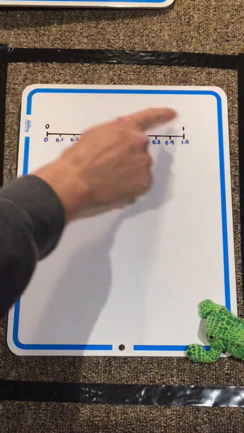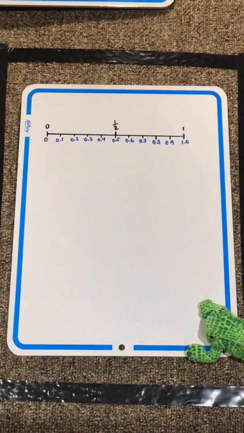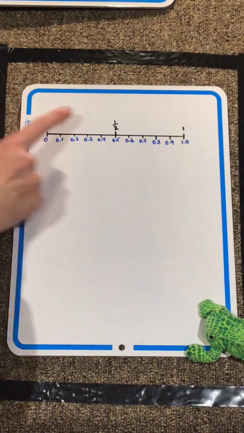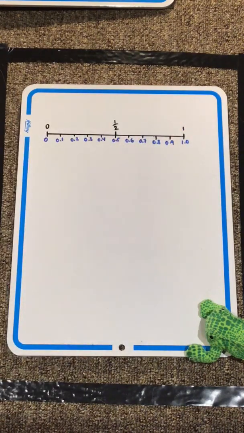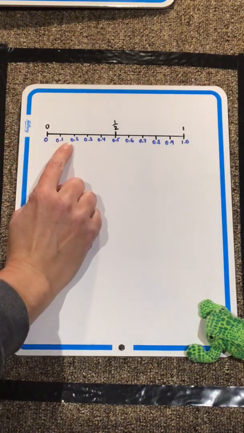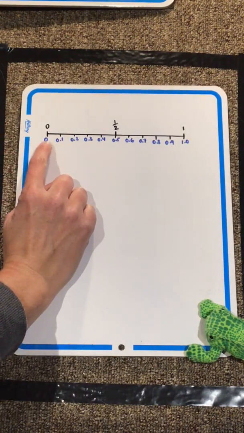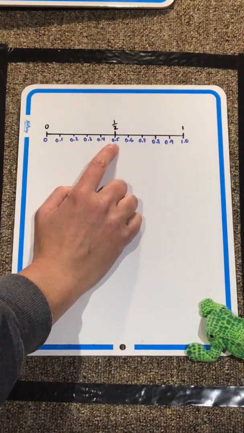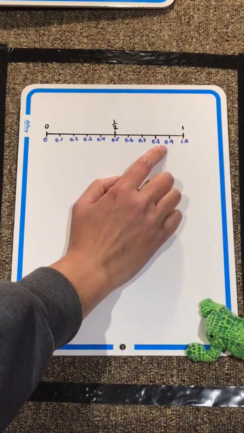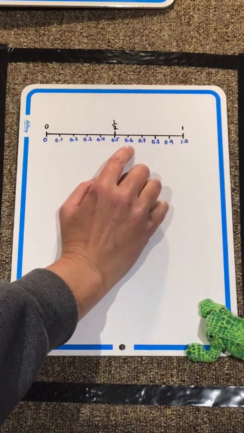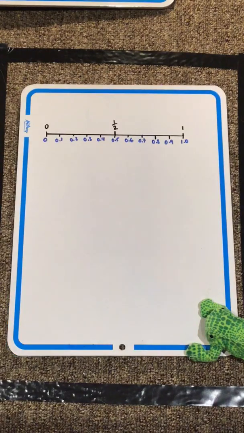So this number line on the top, we've got them split into halves, and on the bottom, obviously we've got it split into decimal tenths. Okay, so you might be asked in your math book to look to see whether a decimal is closer to 0, closer to 1/2, or closer to 1. So that should hopefully be pretty self-explanatory. 0.2 is closer to 0. 0.4 would be closer to 1/2. 0.9 would be closer to 1. 0.6 would be closer to 1/2.